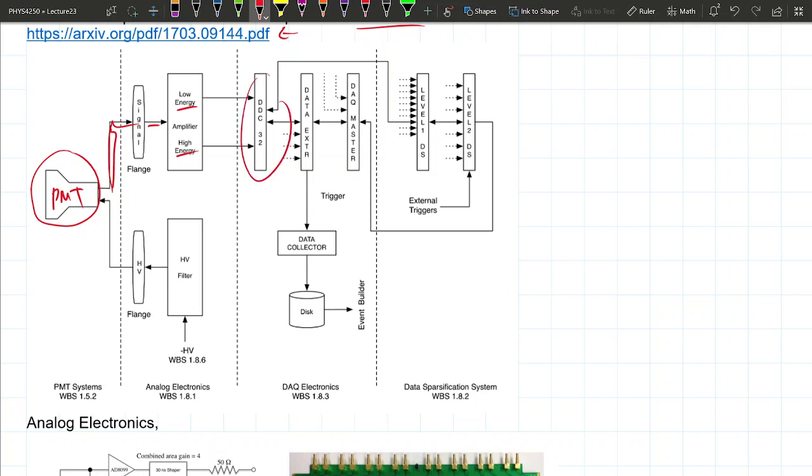And once this is digitized, it can be written to some computer disk, so you can collect the data and analyze it later. Let's not talk about triggers, because that's a little beyond the scope of what we're trying to do here. If you want to learn more about this, join the EOS neutrino group, because we're actually building the triggers for a muon veto for a neutrino detector.